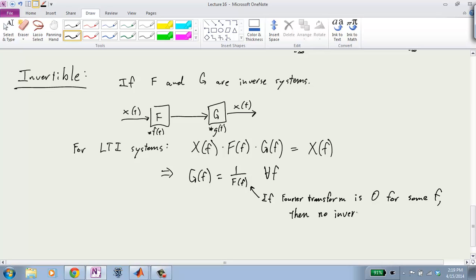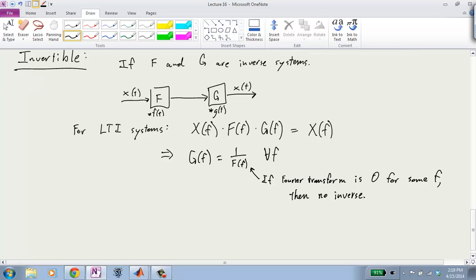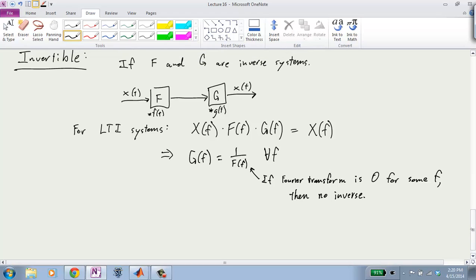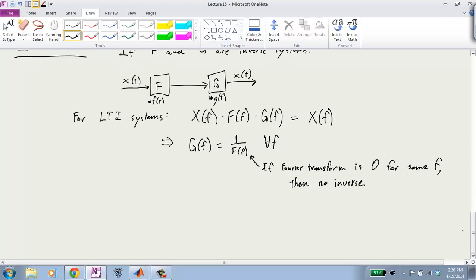Okay. Now, I want to get to a discussion about filtering today, and so I'll talk about this as a filter right now. So what if we consider magnitude and phase?